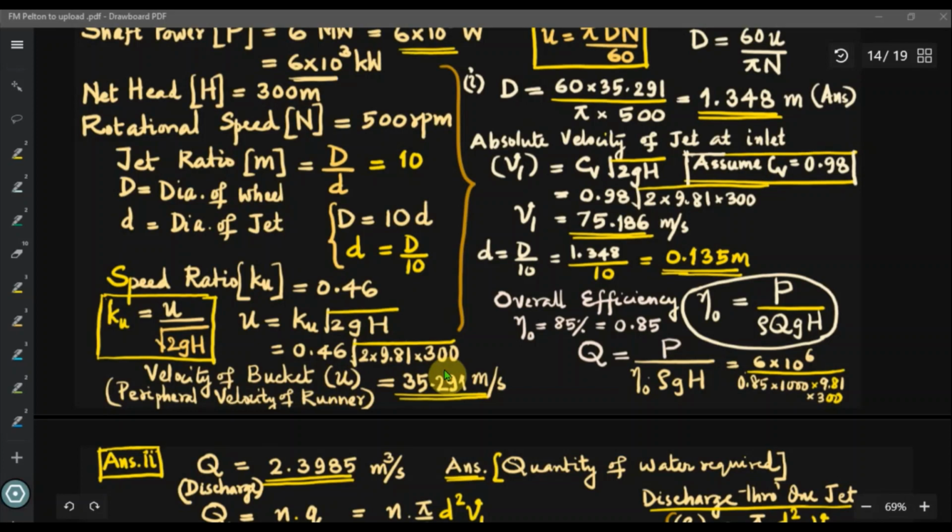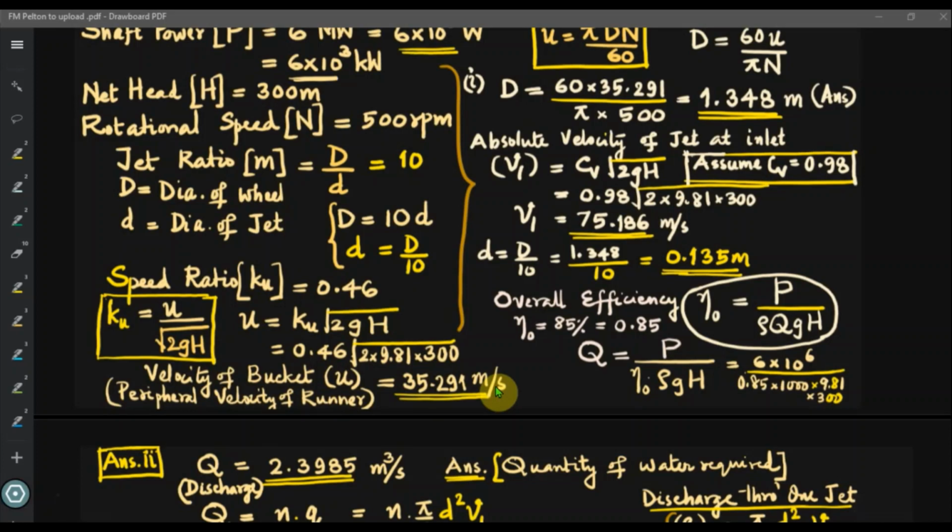So now you are in a position to find out the tangential velocity of the wheel. So U is equal to 0.46 into root of 2 into 9.81 into 300. So the velocity of the bucket, or tangential velocity of the runner, which at the inlet and outlet are the same, is equal to 35.291 meter per second.